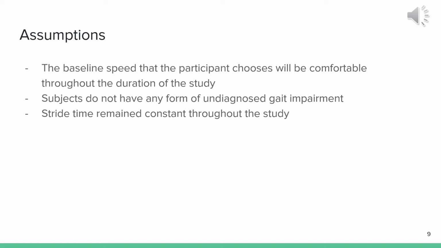That's one assumption. The second assumption we made is that the subjects do not have any form of undiagnosed gait impairment. Although we did ask our subjects if they've had any kind of surgery or accident, stress fracture, anything like that, they could still have undiagnosed issues that we don't know about, so we just assumed that they don't have any issues with their gait. The third one being that their stride time remained constant throughout the study, which again is variable. So those are the three assumptions we made before putting together this trial.